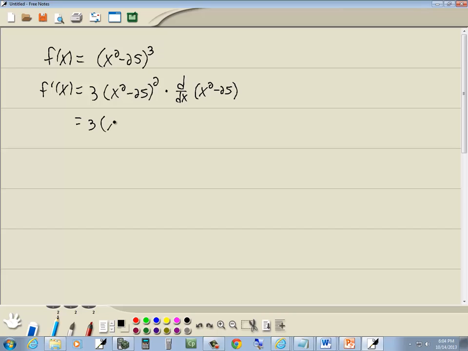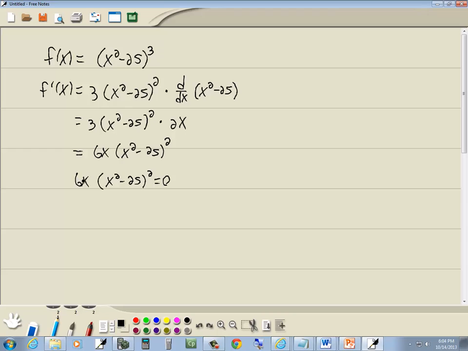So that gives us 3 times (x squared minus 25) to the second power times the derivative of x squared minus 25, which is 2x. Which gives us 3 times 2 is 6x times (x squared minus 25) to the second power. Now the next step is we want to set that equal to 0 and solve it. So we got 6x times (x squared minus 25) squared is equal to 0.